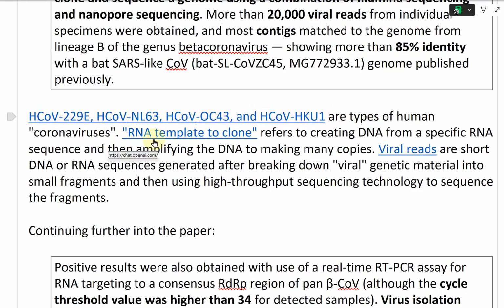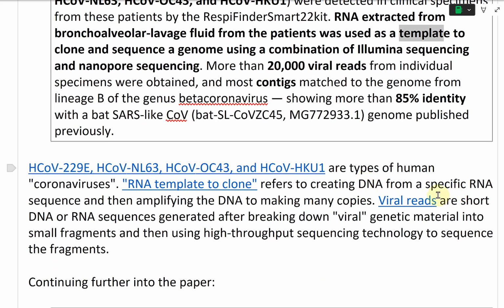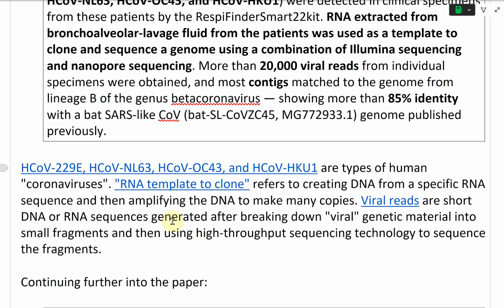coronaviruses are types of human coronaviruses, and going of known human coronaviruses. And also this right here, this RNA template to clone, refers to creating DNA from a specific RNA sequence and then amplifying the DNA to make many copies. Yeah, so you would use the RNA as a template, produce the complementary DNA, and then amplify DNA to make many copies. And then viral reads, the 20,000 viral reads, are short DNA or RNA sequences generated after breaking down, quote, viral genetic material into small fragments and then using high throughput sequencing technology to sequence the fragments. So yes, a whole lot of sequencing going on.